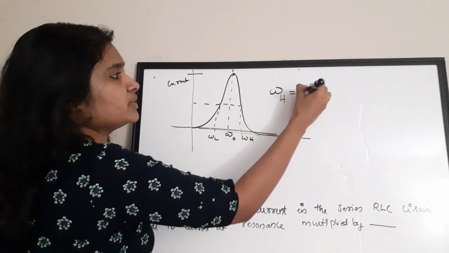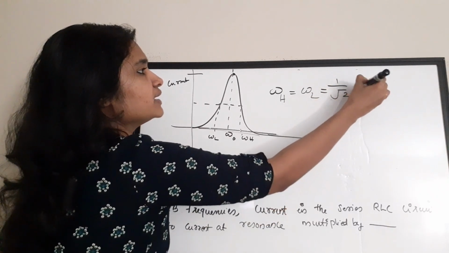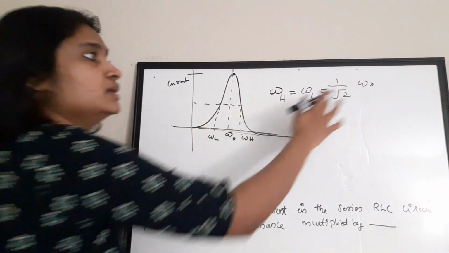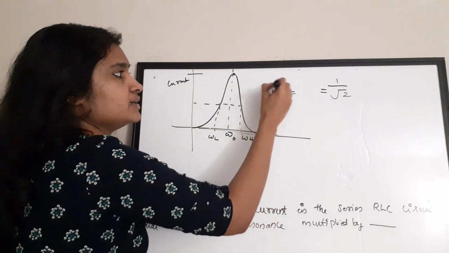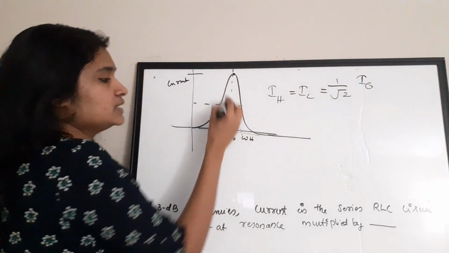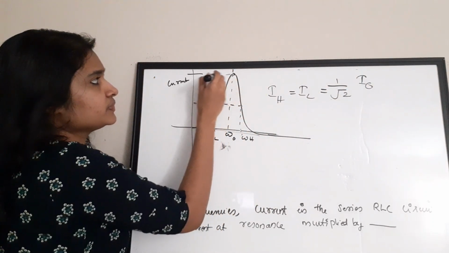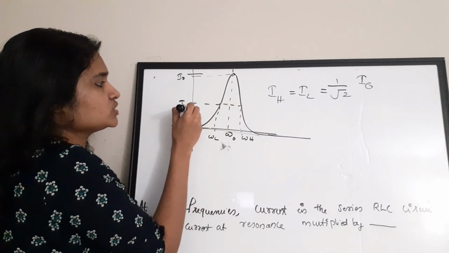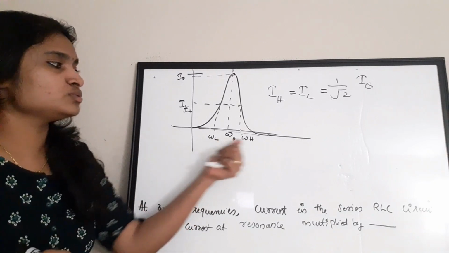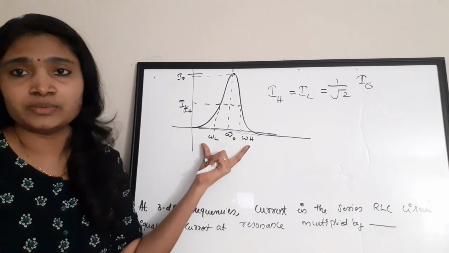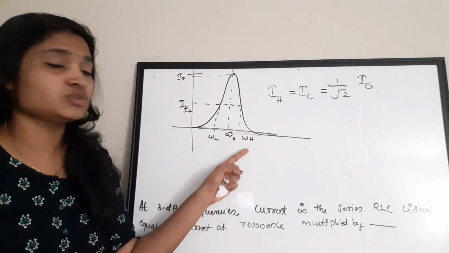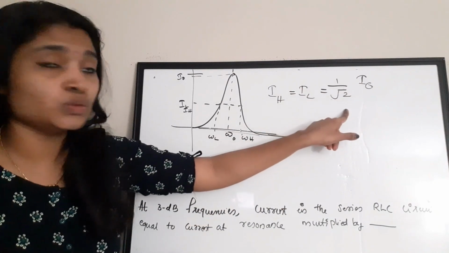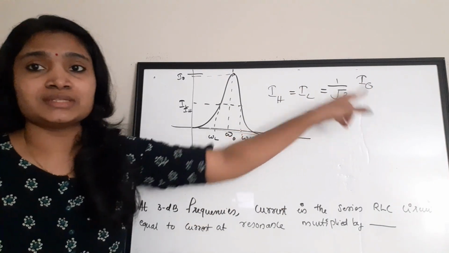The current at these frequencies is 1 by root 2 times the current at resonance. So IH is equal to IL is equal to I0 by root 2. If the current is I0 at the resonance and IL and IH at these two frequencies, these are the two 3 dB frequencies and this is the 3 dB bandwidth. So if omega L and omega H are the two 3 dB frequencies, the value of currents at those frequencies is equal to 1 by root 2 times the current at the resonant frequency. This is the relation. Please note this down.